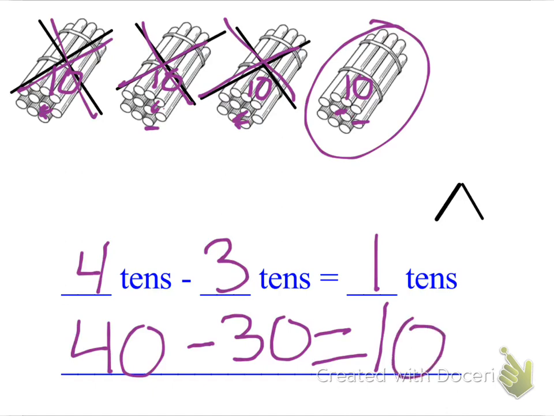So 40 minus 30 equals 10, or 4 tens minus 3 tens equals 1 ten, which is the same thing as saying 4 minus 3 equals 1. You're just putting that unit ten behind it.